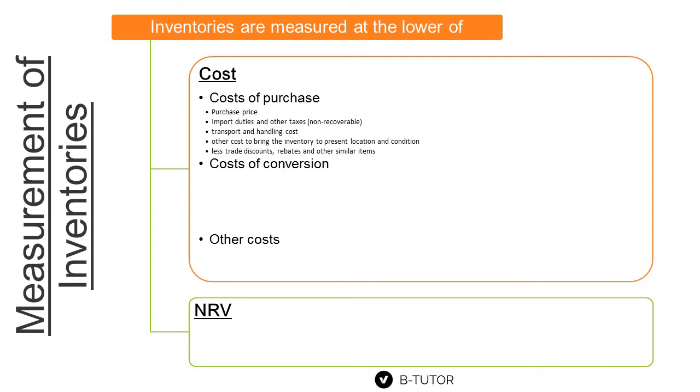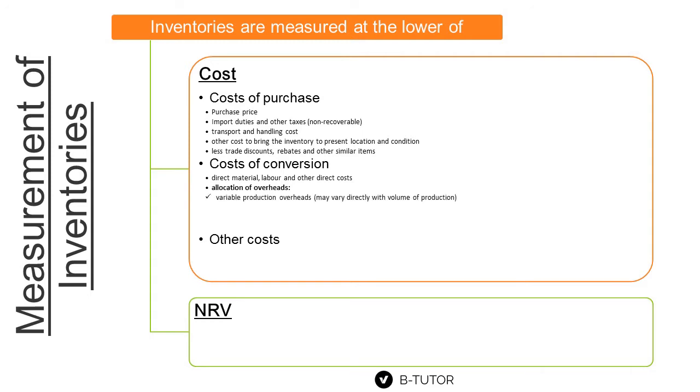From the above, we have to remove any trade discounts, rebates and other similar items. Under cost of conversion, add direct material, direct labor and other direct costs and allocate overheads. Here we have 2 types of overheads. One is variable overhead and the other one is fixed overhead.